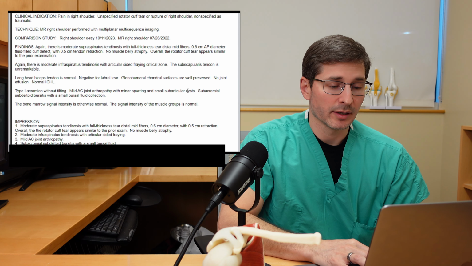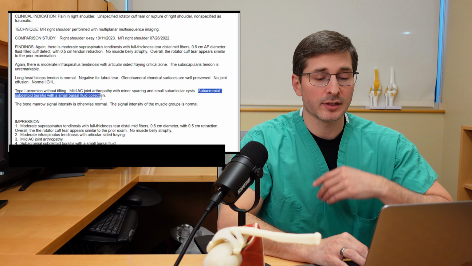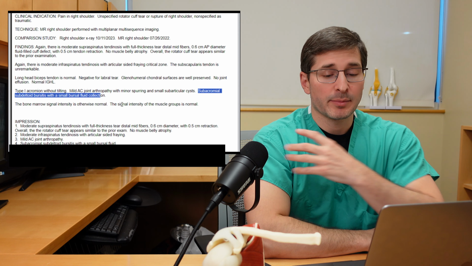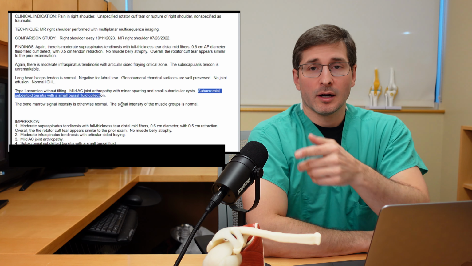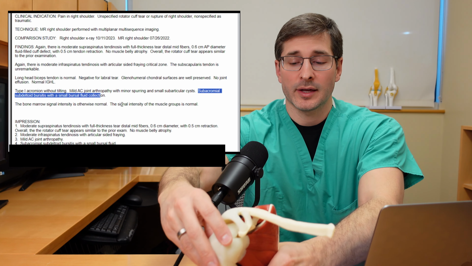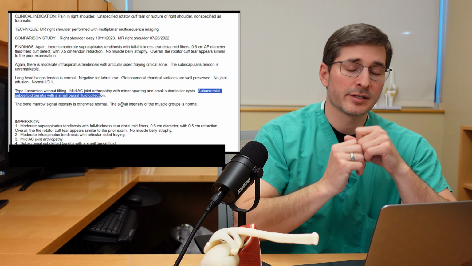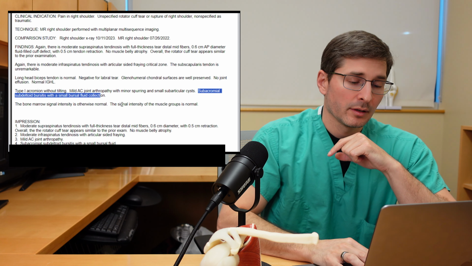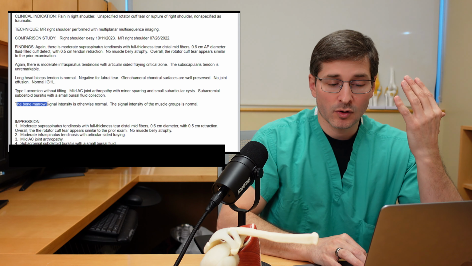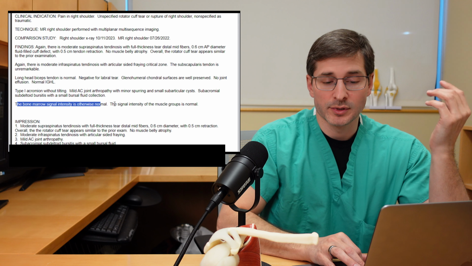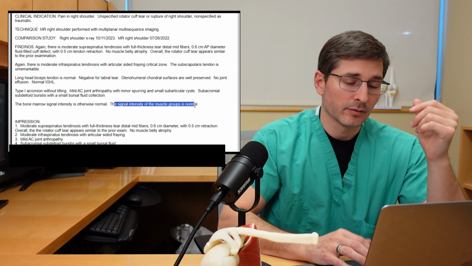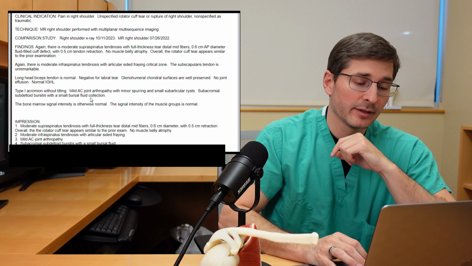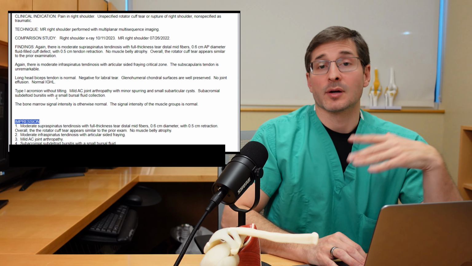Subacromial subdeltoid bursitis with a small bursal fluid collection. Again, just like in all of our other reports, that space under the deltoid, under the acromion, that bursa, it's just a finding of some inflammation to the shoulder. The bone marrow signal intensity is otherwise normal. Signal intensity of the muscle groups is normal. And so obviously those are all good findings, as we've mentioned before. And then finally, we've got our overall impression where they summarize everything.